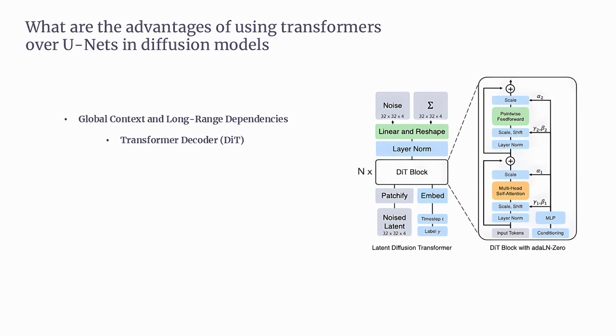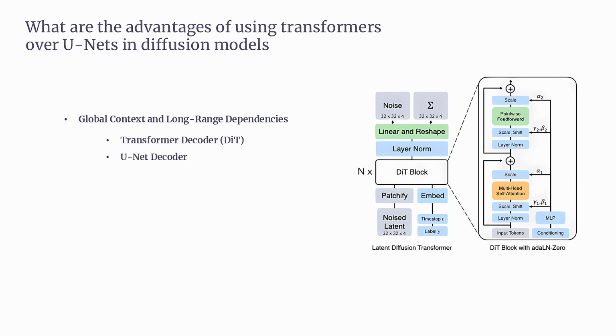This means that every patch or token in the image can interact with all the other patches, allowing the model to capture long-range dependencies. For example, in an image generation task, the model can understand the relationship between distant objects, like a tree in the sky, creating a more coherent image where all elements are integrated seamlessly.